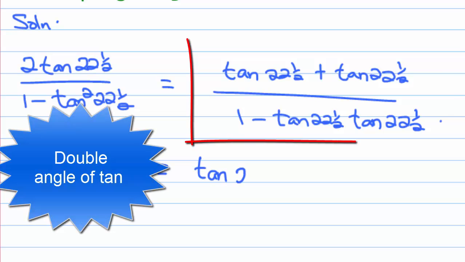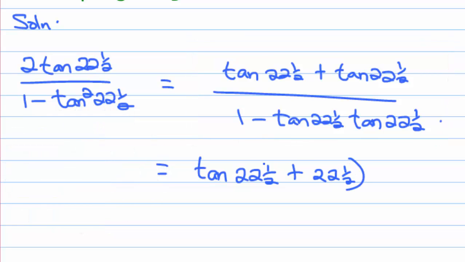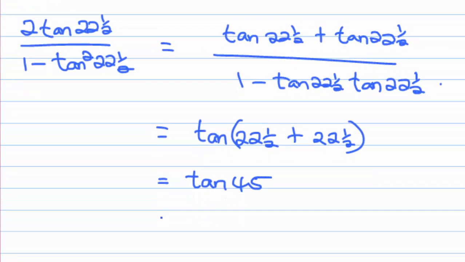So we add up the angles, which is 22 and a half plus 22 and a half, which now gives us a tan of 45. But remember, tan of 45 is equal to 1. Then we shall be continuing. I'm moving a little fast, so please cope up with the speed.